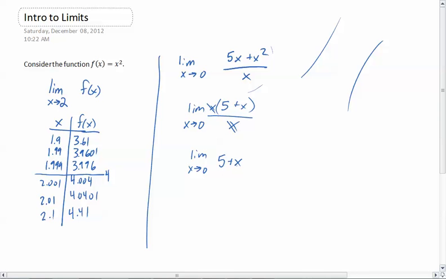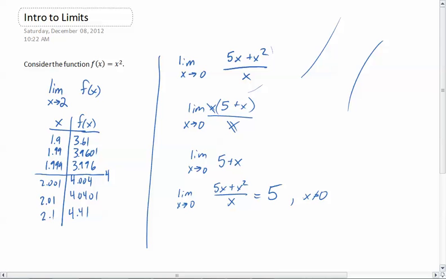Now, if I put the 0 in, or something really, really close to 0, I note that I'm going to be getting closer and closer to 5. As the value of x gets closer and closer to 0, 0.1, 0.001, 0.0001, I'm going to be getting values here that are closer and closer to 5. So, therefore, the limit as x approaches 0 of 5x plus x squared over x is going to be 5. Now, that is, of course, given that x does not equal 0.